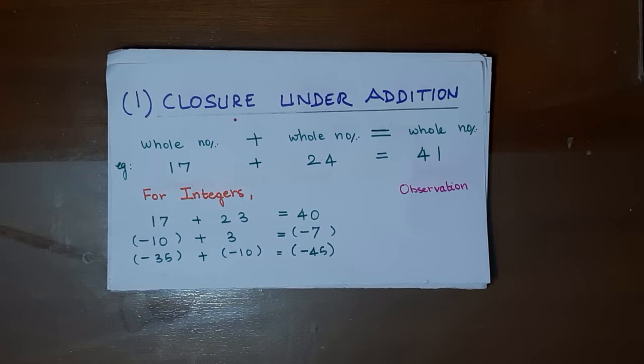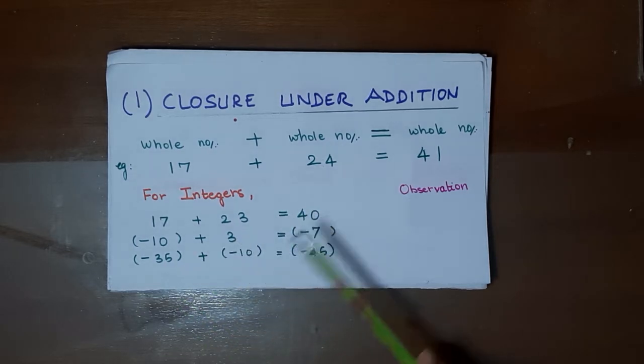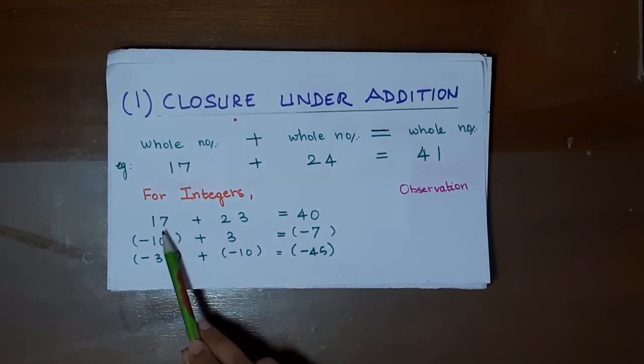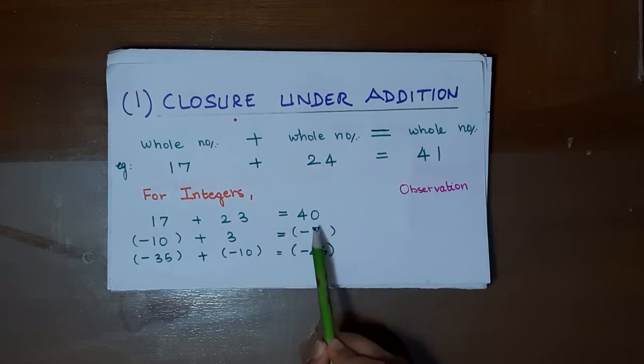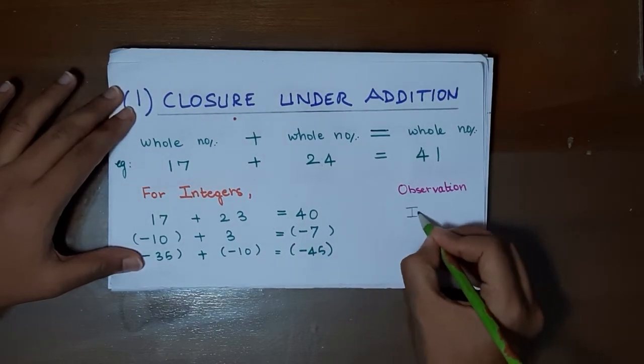Consider the following examples. 17 plus 23 equal to 40. What do we observe here? We are adding two integers. Here, we are adding integers. What was the result? Integer. So our observation is result is also an integer.